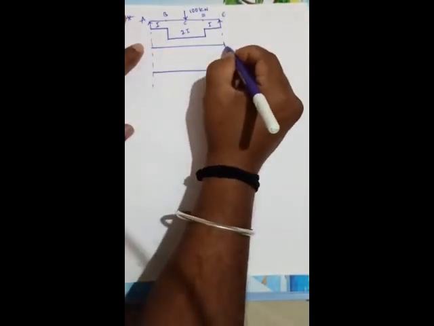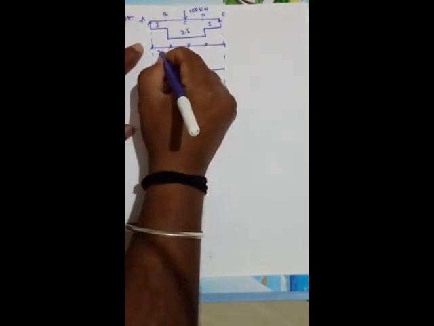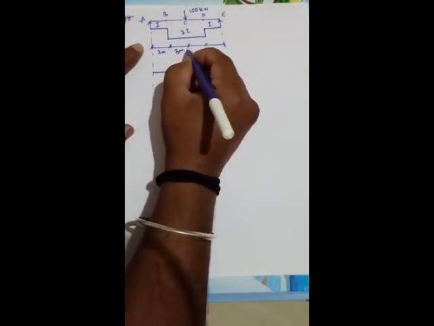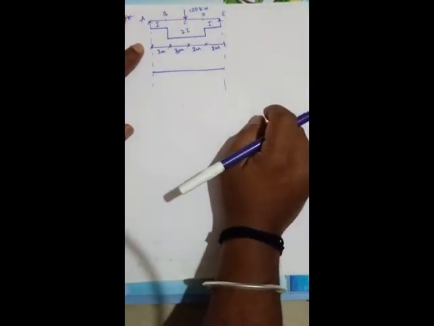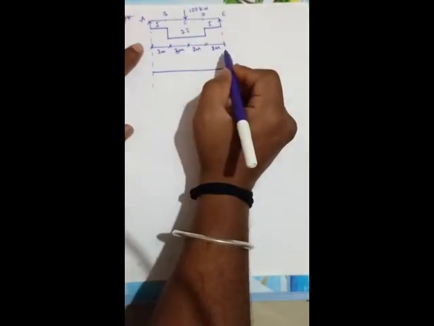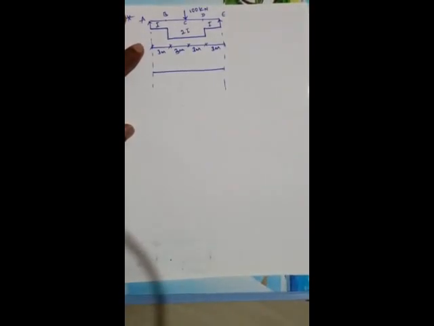The spans, let us consider as 3 meters, 3 meters, 3 meters, 3 meters. Now it is symmetrical loading, exactly at the center, and the total span is 12 meters. From A to C it is 6 meters, and from C to E it is 6 meters.